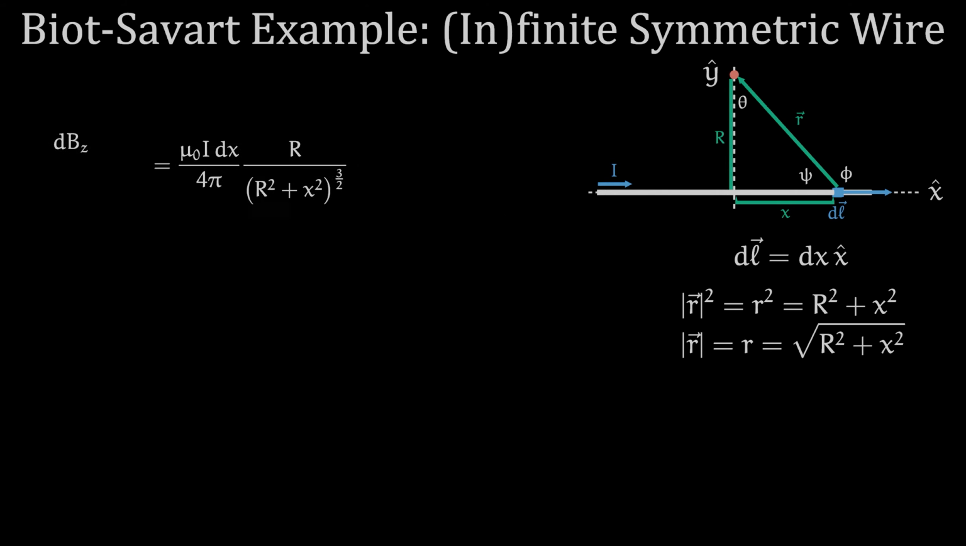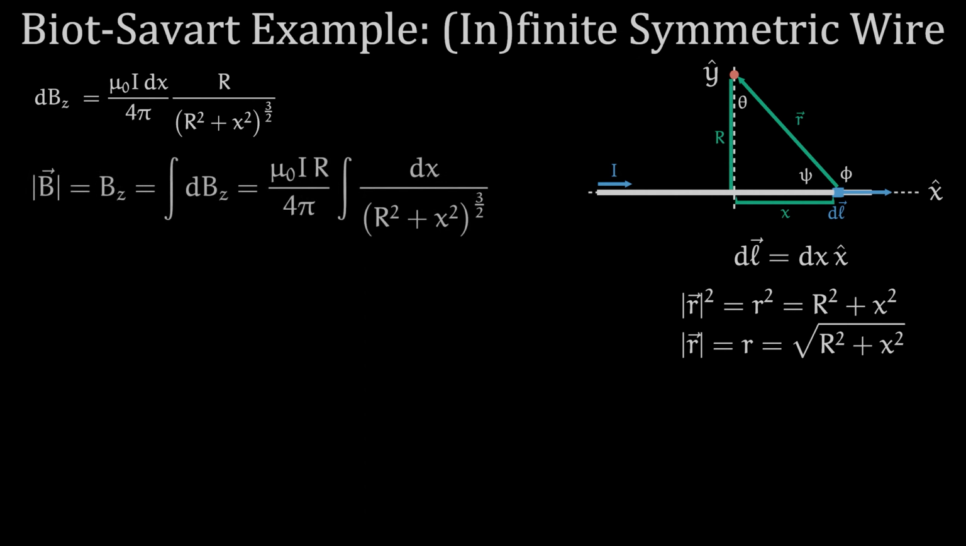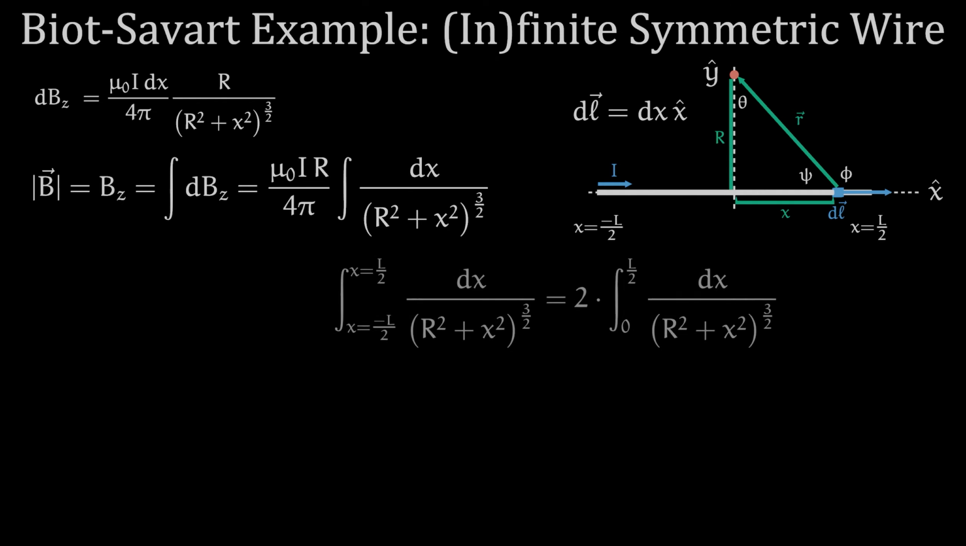Putting this all together, all we need to do now to get the full B field is integrate along the length of the wire, where capital L is the length of the wire. Since the integral is symmetric, meaning we are going to be integrating from the left side of the wire, which is a distance x equals negative L over 2, to the middle where x equals 0, and then from the middle to the right side where x equals L over 2, and all of these components add to the B field, we can instead integrate half of this wire and multiply our resulting B field by 2.